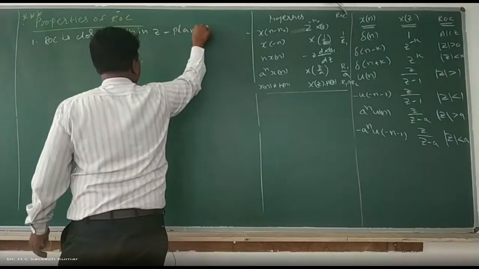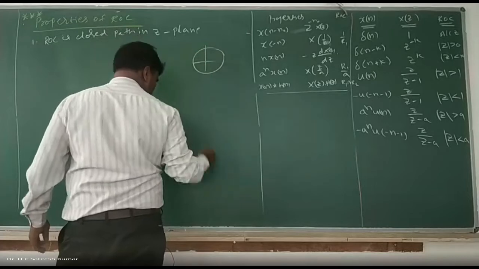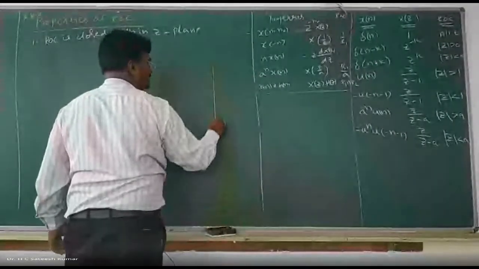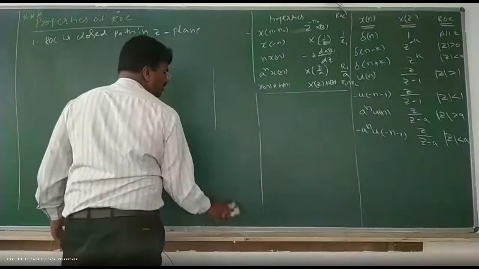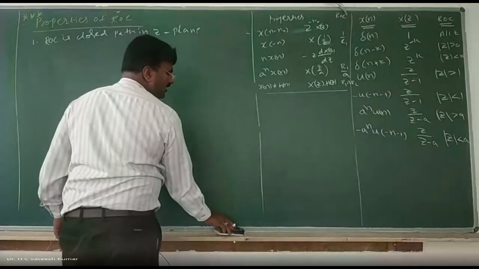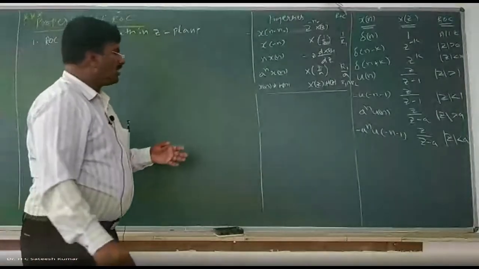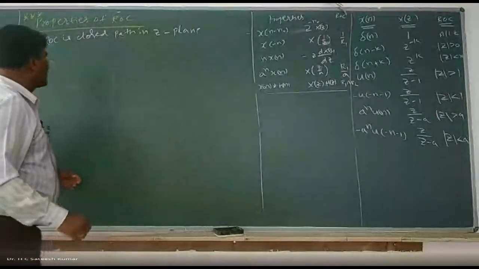Z plane. Is it right? It will be like this only, no? Not like in your Laplace transformation. In Laplace transformation, we say either right side or left side. The poles are lying on the left half of the S plane, right half of the S plane, all those things we used to tell. But here it is not like that. ROC is a closed path in Z plane.